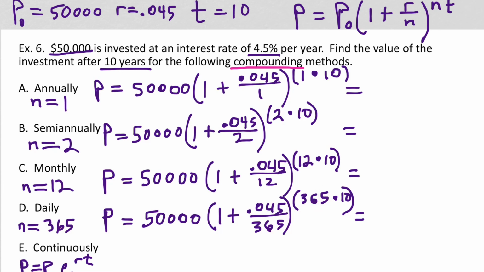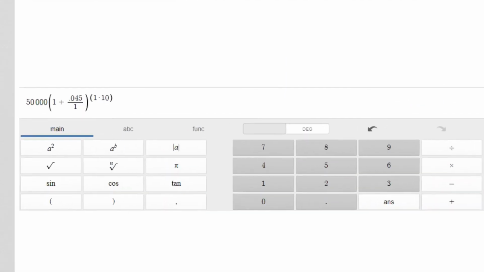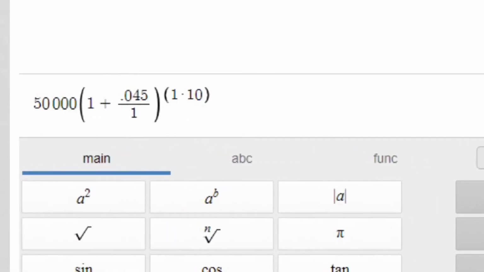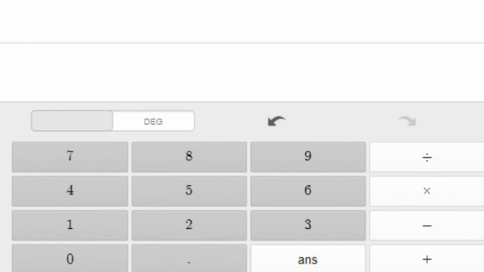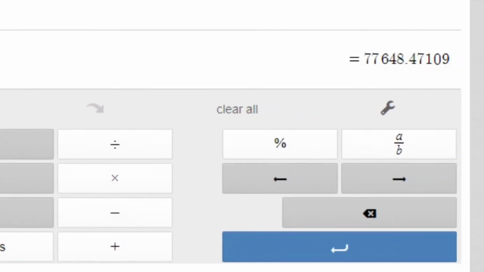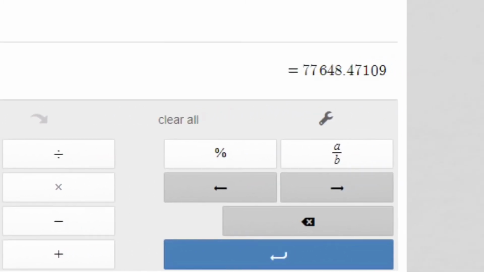All right, so let me just show you how that would look in the calculator. You can input the equation like this, and then you can go ahead and just change your n's and run it through again for each of those 4 scenarios. All right, so over here you would be given your P. We'll round to the cents, so this would be $77,648.47, dollars and cents.